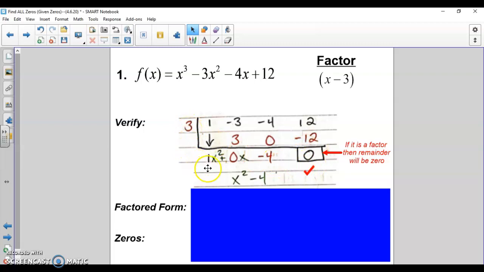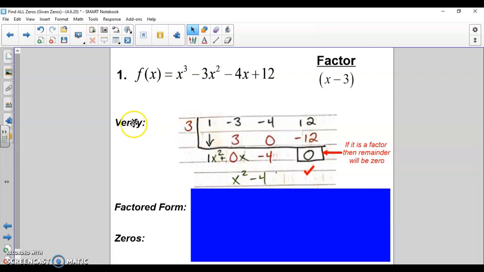I will go through synthetic. I multiply outside, feed it up into the box. So it would be 3 up in there, add straight down. 3 times 0 is 0, goes there. Add straight down, it's -4. 3 times -4 should be -12, which it is, so we get a remainder of 0. I put the variables back in, but since the middle number is a 0, I'm just going to look at something like this, x squared minus 4 instead. I put the check mark there because it did work out for us.